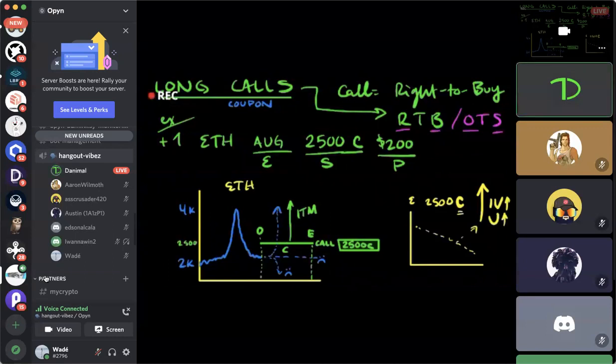But one thing you have to keep in mind is a break-even point, right? So you're just going to tack on your premium to your strike. BEP equals premium plus strike. So we have here, it equals 2,500 plus 200. In this case, it's 2,700.